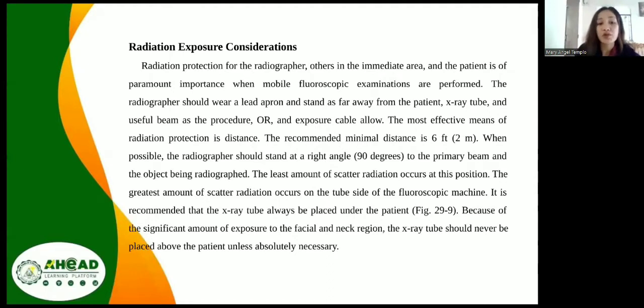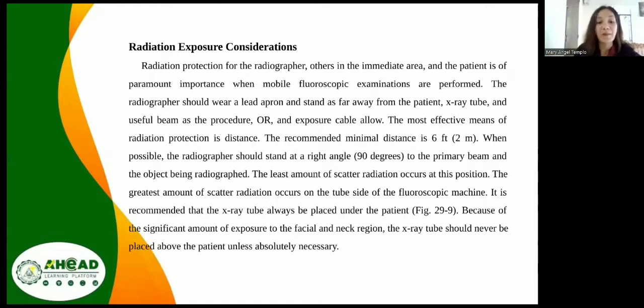The radiographer should wear a lead apron and stand as far away from the patient, X-ray tube, and useful beam as the procedure, OR, and exposure cable allow. The most effective means of radiation protection is distance. The recommended minimal distance is 6 feet, 2 meters. When possible, the radiographer should stand at a right angle, 90 degrees, to the primary beam and the object being radiographed. The least amount of scattered radiation occurs at this position.